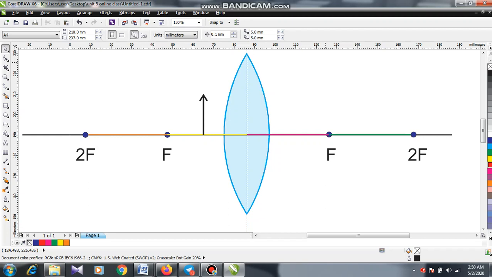So you kids have to draw individual diagrams for every object distance here, one for each. So you are going to draw all together 5 diagrams for object distances and 1 diagram to show F and 2F.